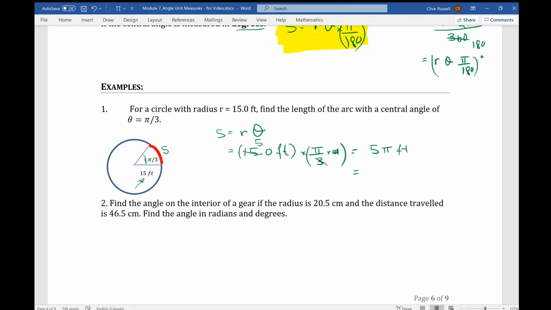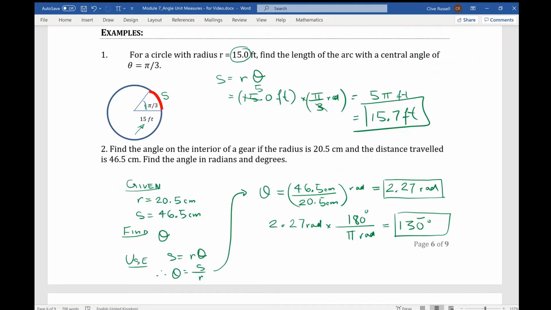Now if you plug this in your calculator and round, well, if you look here, you see that there are 3 significant digits. So you should also round this to 3 significant digits, and you will get 15.7 feet, which is your answer.